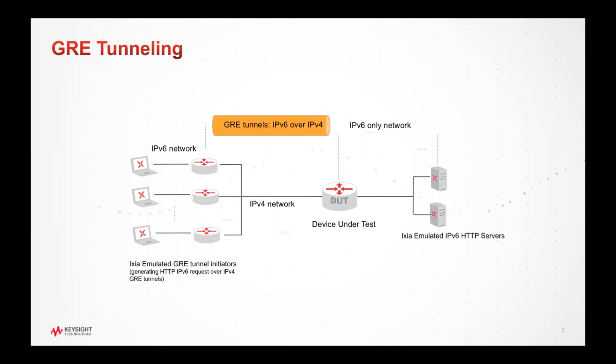IPv4 network. The device under test can be a GRE terminating device that decapsulates the inner IPv6 packets from the outer IPv4 packet and forwards it to an IPv6 server, which is also simulated by Ixia. This is shown in this diagram. Now, let's see how to configure IxLoad for this use case.